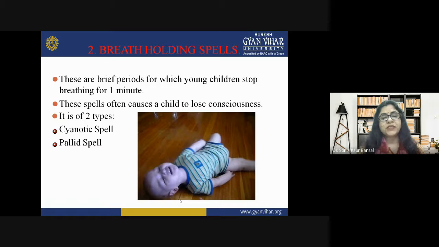First is cyanotic spell, and second is pallid spell. Cyanotic spell and pallid spell. Let's understand what they are.